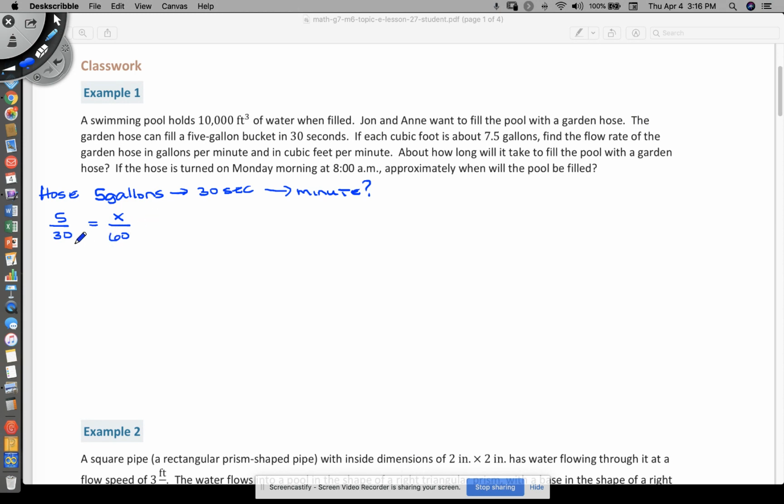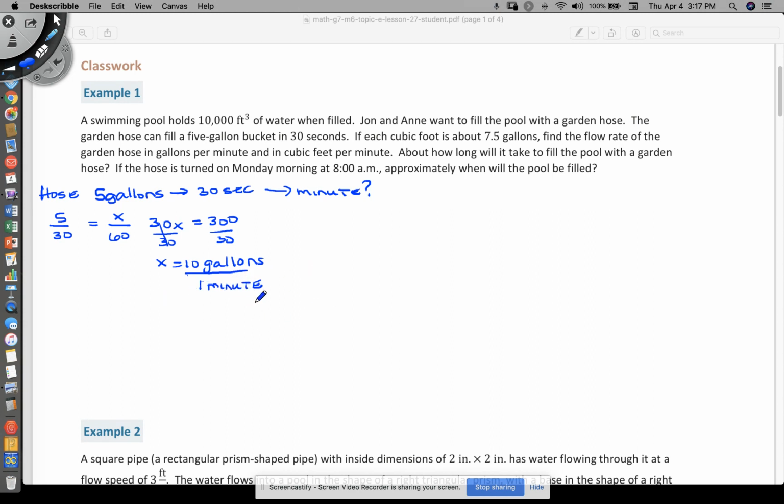Okay, you can cross multiply here, and you're going to get 30x. 5 times 60 gives me 300. We're going to divide out the 30 so we can get the x by itself, and the x equals 10 gallons. So I can use this hose, and it'll go 10 gallons in 1 minute. All right, so I needed that conversion just so I can keep going.